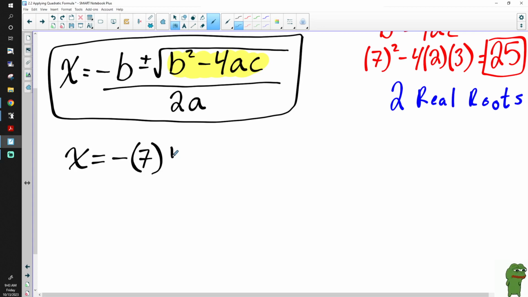Now we got plus or minus. Okay, I'm just following my formula and plugging things in. What was this whole inside equal to? 25. So we're just going to write the square root of 25. And it's all over 2 times A. 2 times, what's my A value? 2. Okay, we're all plugged in.